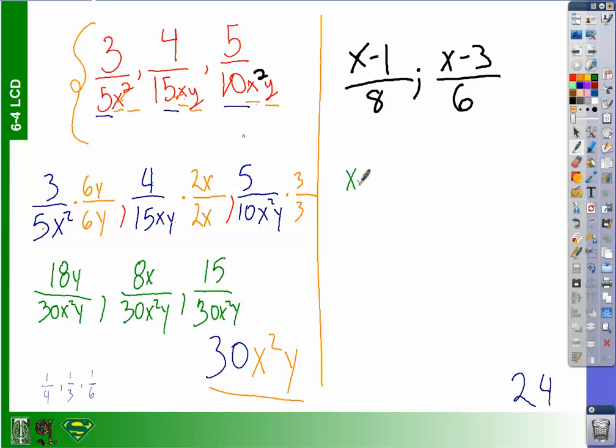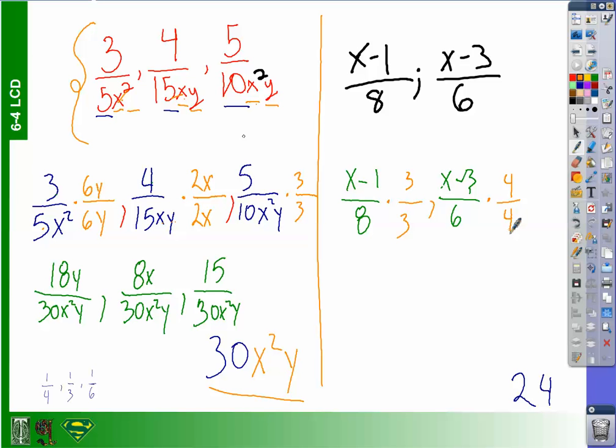So we have x minus 1 over 8. And what do I need to multiply it by to get the common denominator? Well, the common denominator is 24. You need a 3. So multiply the numerator by 3, multiply the denominator by 3. So then we have x minus 3 over 6. And we're going to multiply it by 4 over 4.